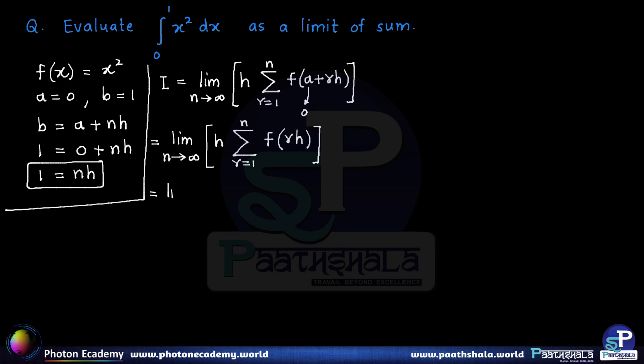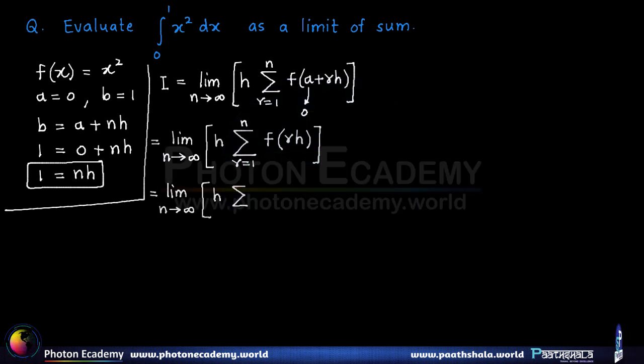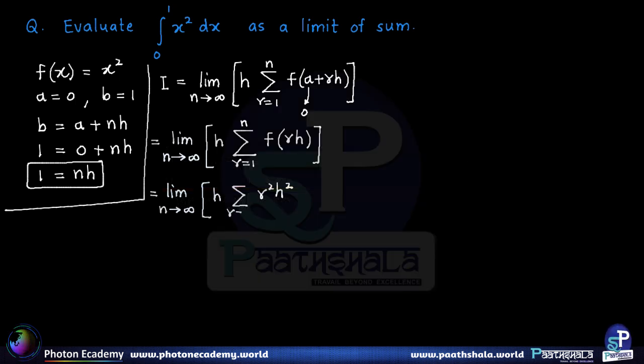So moving ahead, we have limit n tends to infinity h summation of, now what is f of rh? For that, let us understand that the function is given as a square function. So f of x is x square, so therefore f of rh must be rh the whole square, which is nothing but r square h square, where r varies from 1 to n.